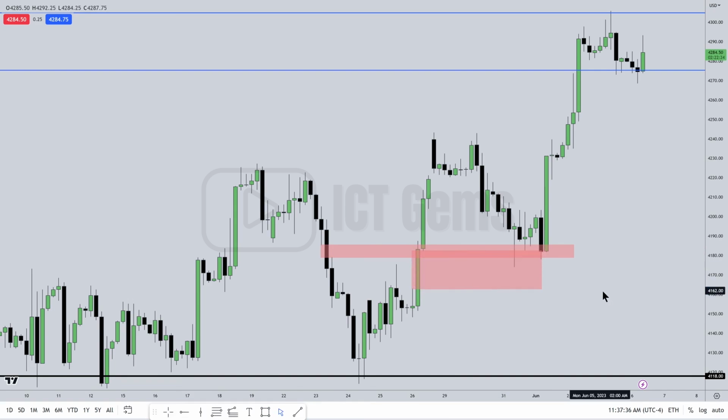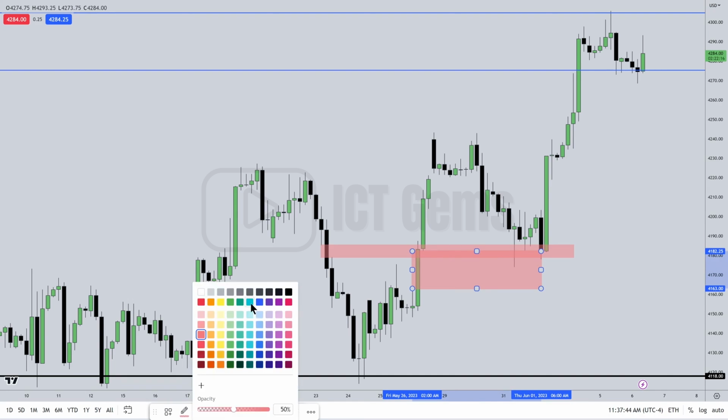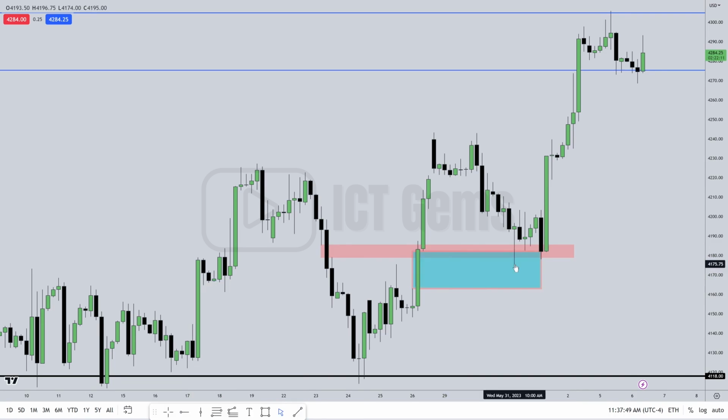Some of you would see this entry in this shaded area here as their multiplier, meaning that they would go long when price dropped into it right there. Other students would see this and say, okay, I want to see it show me proof with the bodies respecting either consequent encroachment or the high of the fair value gap. Is there any body closing at the high? No. We do have a body close right here on this candle at the consequent encroachment.